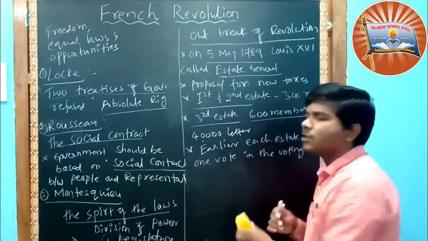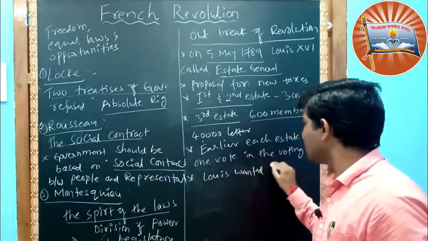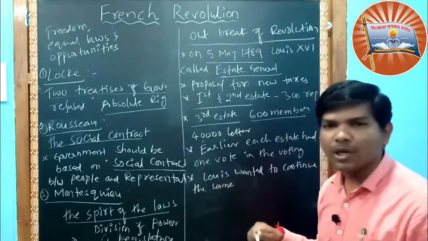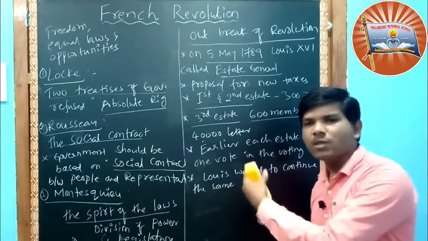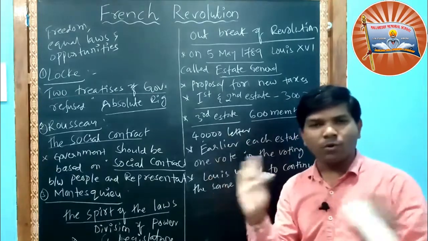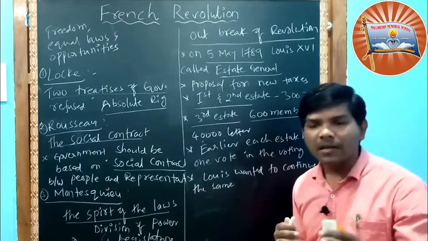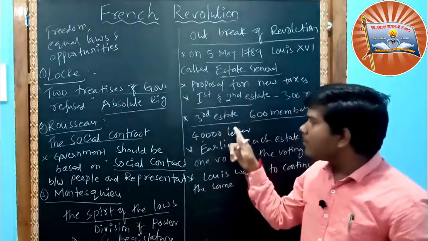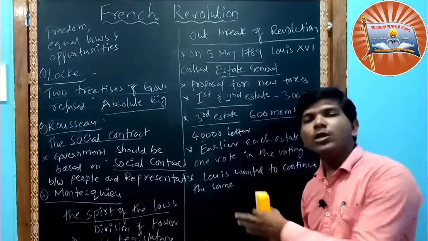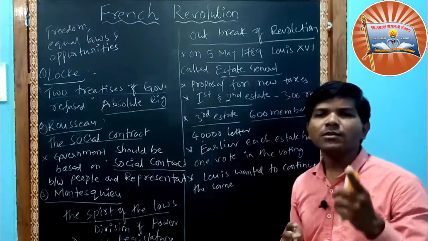So Louis XVI also wanted to continue the same procedure which was there earlier. But the third estate people were demanding no, not each estate one vote, all members should have one vote. They demanded that the voting should be done by the whole assembly, and each member should have one vote.